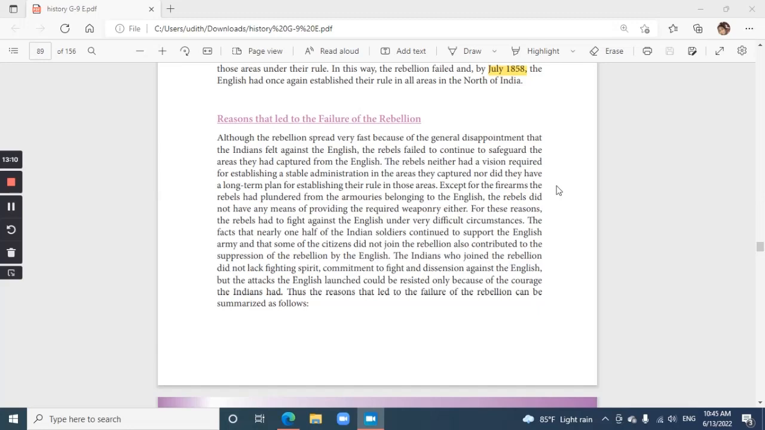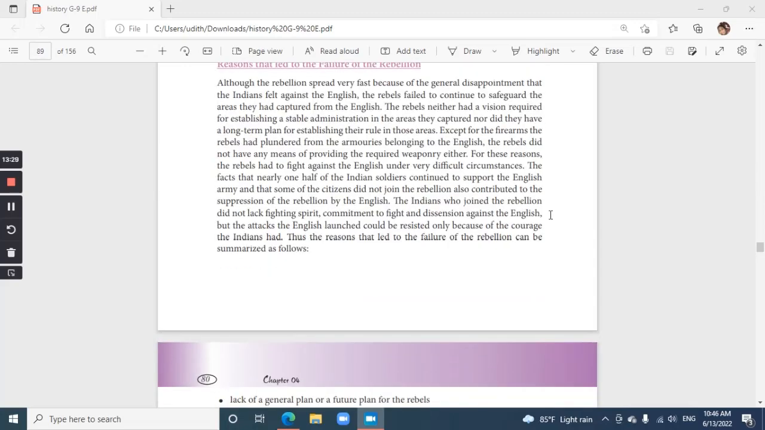That's a wonderful, important point. For these reasons, the rebels had to fight against the English under very difficult circumstances. That's why the rebels failed in the fight against the English at the last moment. The fact that nearly one half of the Indian soldiers continued to support the English army, and that some of the citizens did not join the rebellion, also contributed to the suppression of the rebellion by the English.